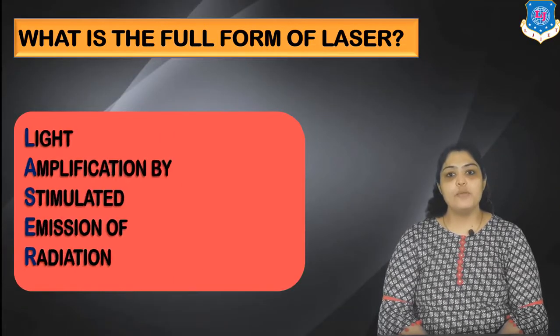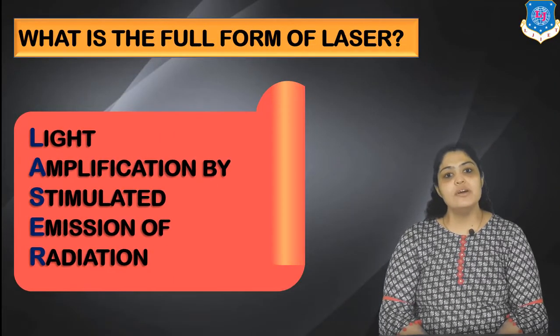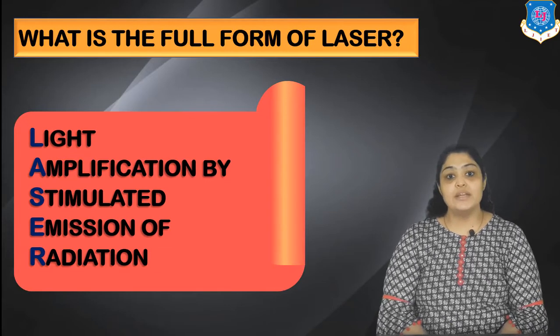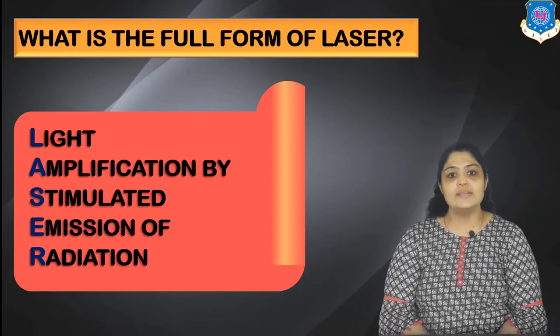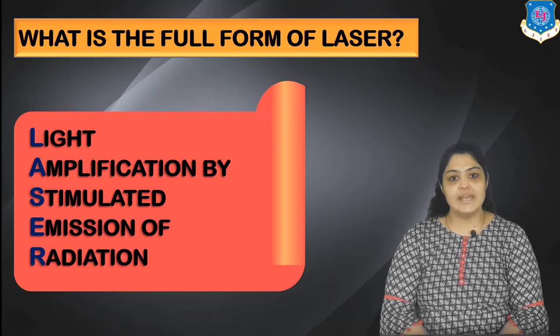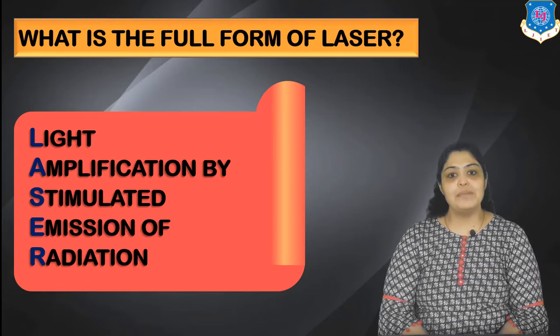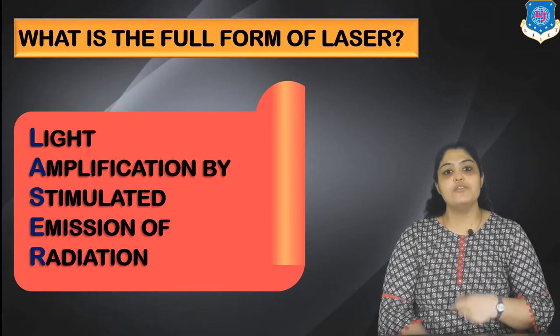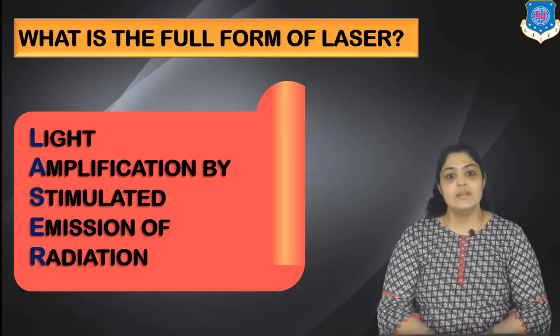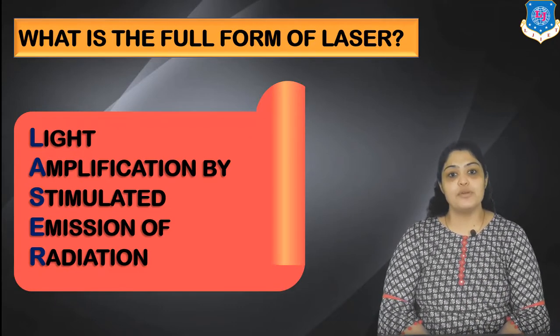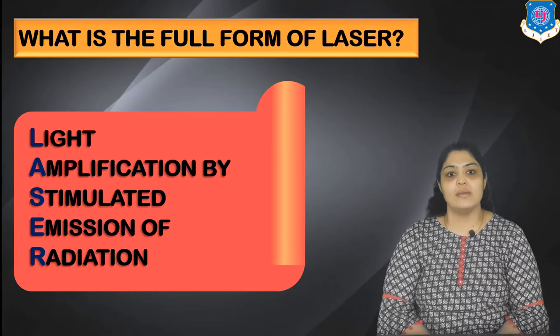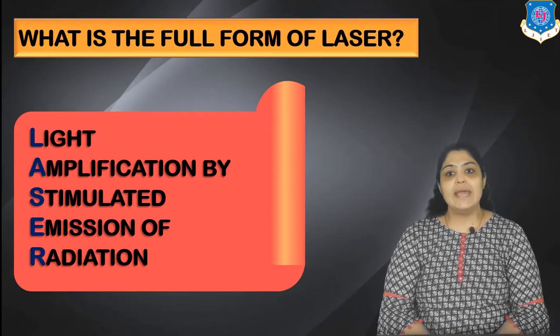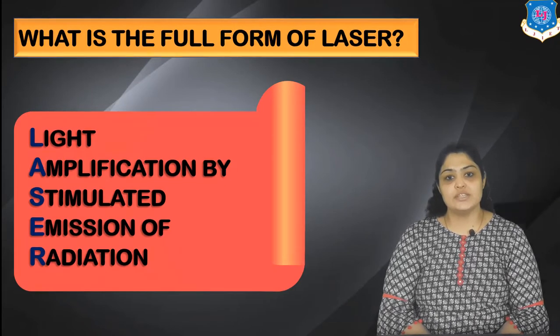What is the full form of laser? So we all have heard this term many times, but laser is an acronym which has a full form, and the full form of laser is light amplification by stimulated emission of radiation. So it is a form of light which is a sort of amplified light which is produced by a specific process called stimulated emission. So LASER means light amplification by stimulated emission of radiation.